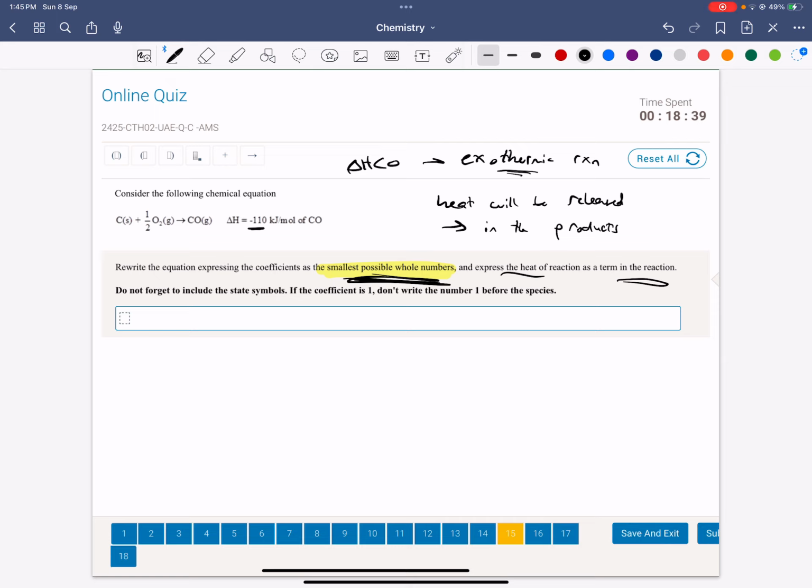So basically, since we only have one decimal, which is half, if I want to remove it, I multiply the full equation by 2. So it's going to be 2C, and don't forget to put the state, plus O2 gas, because 2 times half is 1, gives us 2CO gas plus, now remember, if I multiply the equation by 2, I also have to multiply the enthalpy by 2. So 110 times 2 is going to be plus 220 kilojoules per mole. And you see how I put it in the product side? Because it is exothermic.